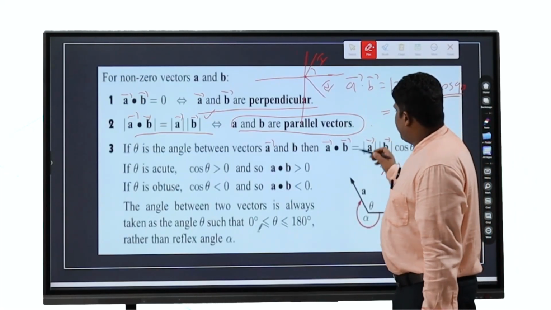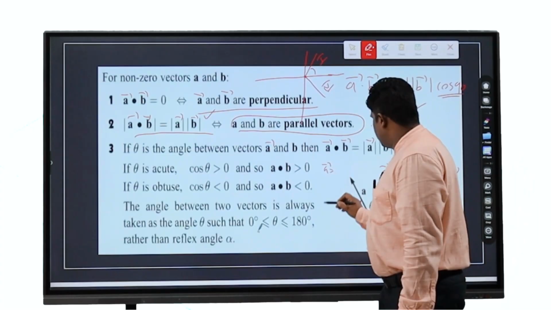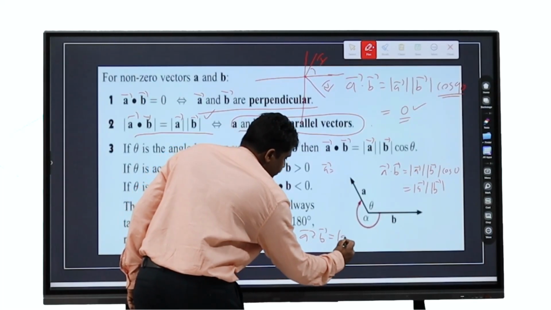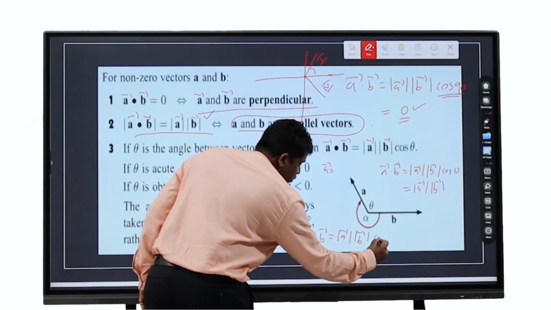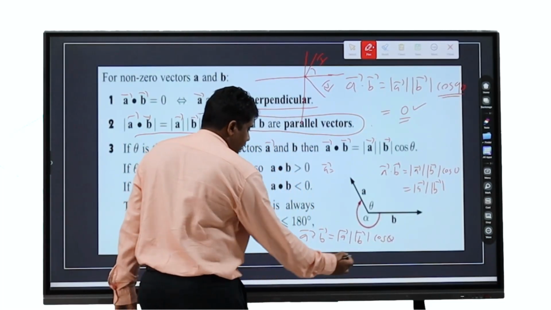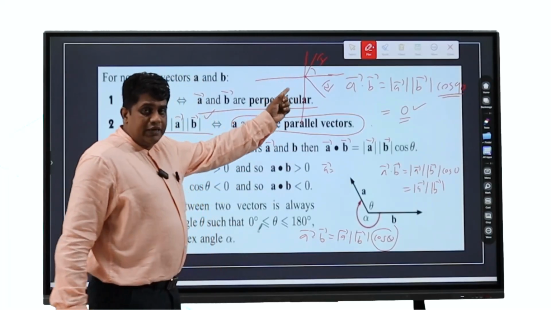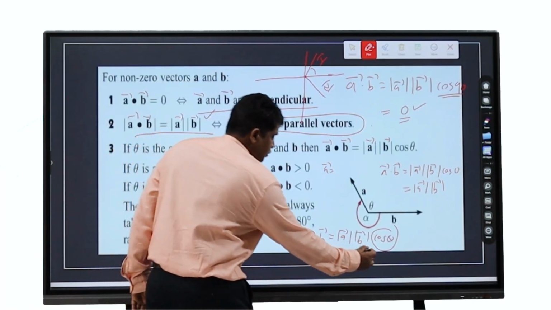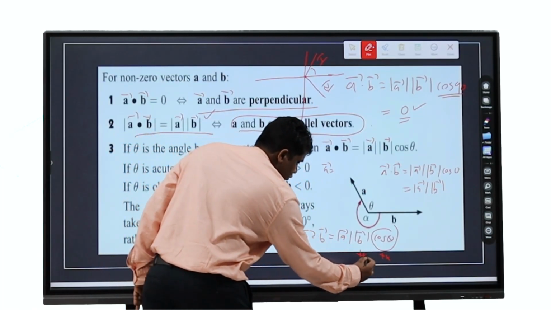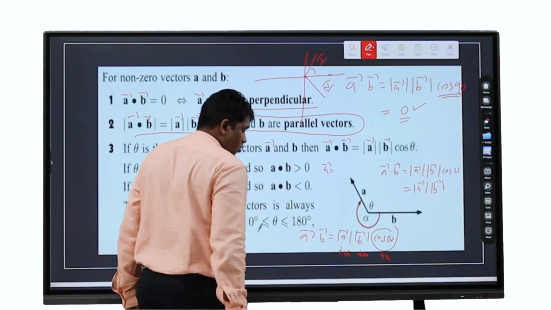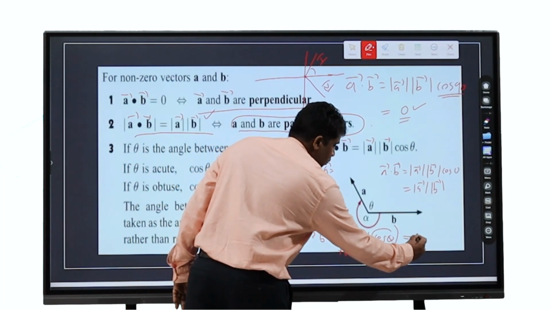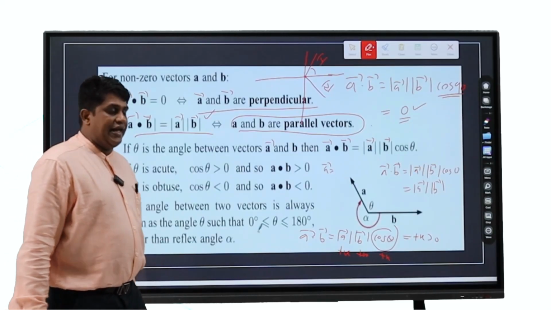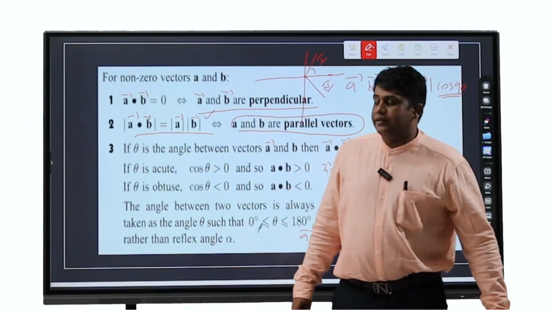That is why, what is A dot B? A dot B is equal to the magnitude of A into the magnitude of B into cos theta. Cos theta is positive because theta is acute. The magnitude of B is always positive and the magnitude of A is always positive, which means A dot B is positive, greater than 0. So if theta, the angle between A and B, is acute, A dot B is greater than 0.